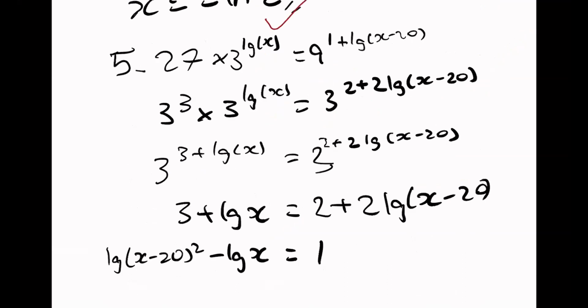Next one, part 5. 27 times 3^(lgx) equals 9^(1 + lgx) minus 2. So what do you do? 27 is 3 cubed, then same base 3 different power, so you just add the powers. Then 9 is 3 squared, so there's a 2 multiplied into it. You get 2 times 1, which is 2, plus 2 times lgx. Okay, fine, good.